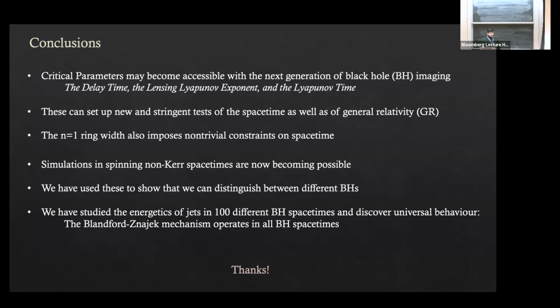Finally, simulations in these non-Kerr spacetimes are becoming possible, and we used these to show that you can actually distinguish between the images of black holes. We also studied the energetics of the jets produced by these black holes, and they display this beautiful, simple, universal behavior depending only on the magnetic flux at the horizon and the angular velocity of the black hole. This is quite interesting, and it opens up some nice questions. How do you understand the relation between the spacetime and the magnetic flux on the horizon? How much magnetic flux can you pack onto it? These are things that we're thinking about, and I'll leave you with that.